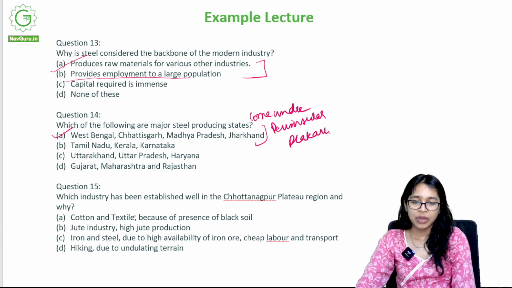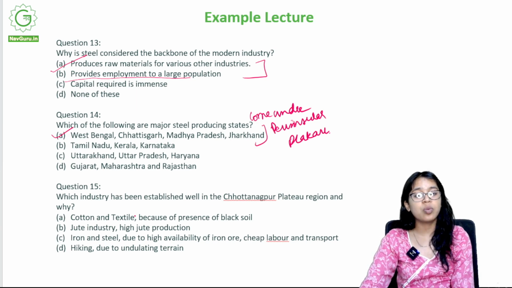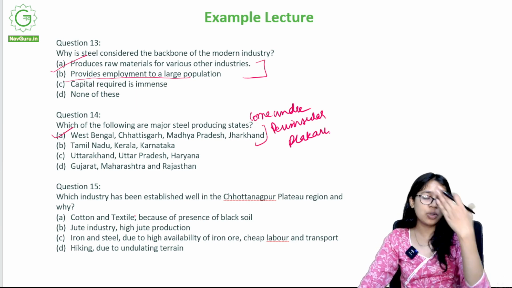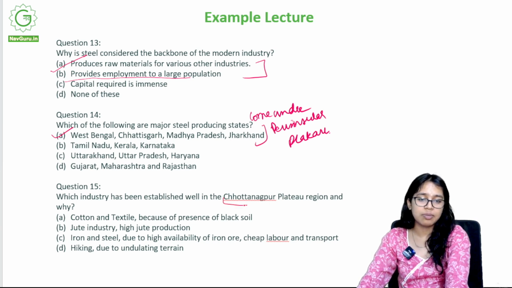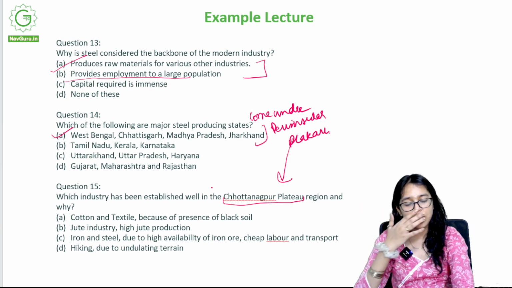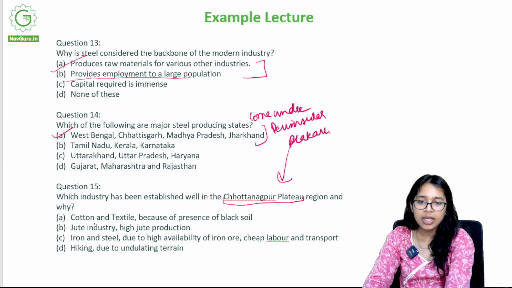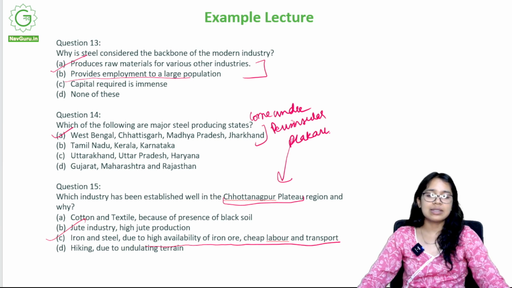Question number 15. Which industry has been established well in the Chota Nagpur Plateau region and why? Now, it goes ahead with the question that we did before. Chota Nagpur Plateau is also comprised under Peninsular Plateau itself. So, which of the industry has been established well in the Chota Nagpur Plateau? It's iron and steel. And why is that? Due to high availability of iron ore, cheap labor and transport. C is the right answer.